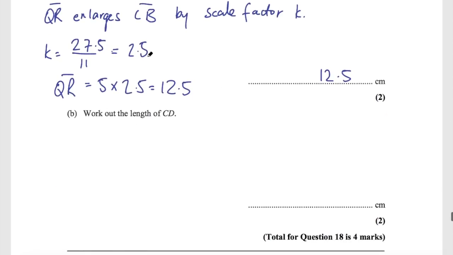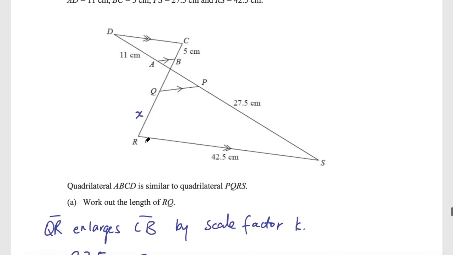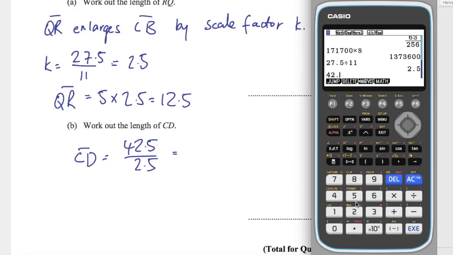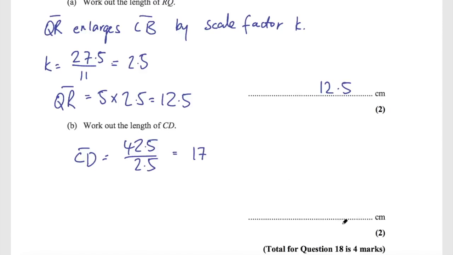Part B says work out the length of CD, and that's that line there. So we already have the scale factor, and that line is similar to RS. So we have the length of RS, and we can just divide that by the scale factor because this is clearly the larger shape. So we need to divide that number by the scale factor. So CD is going to equal 42.5 divided by 2.5. Put that into a calculator. 42.5 divided by 2.5, and we get 17. So CD equals 17 centimeters.